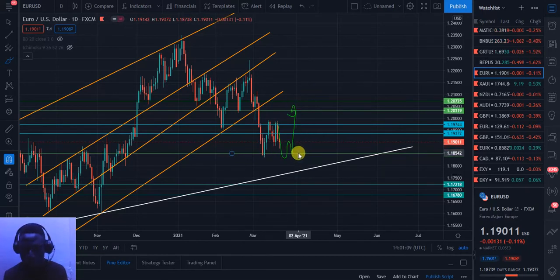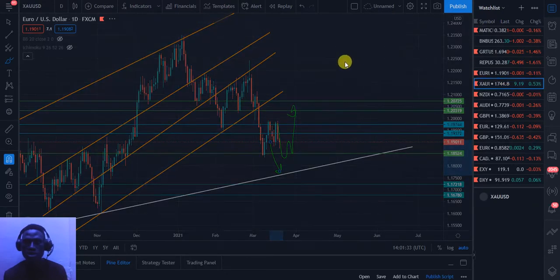But if this particular 1.185 can't hold Euro USD, then we might be seeing Euro USD coming down to this particular trend line, which is around 1.17. So that's what might happen this week. But it depends on the formation when the market opens. These are the possible movements Euro USD will make this coming week.